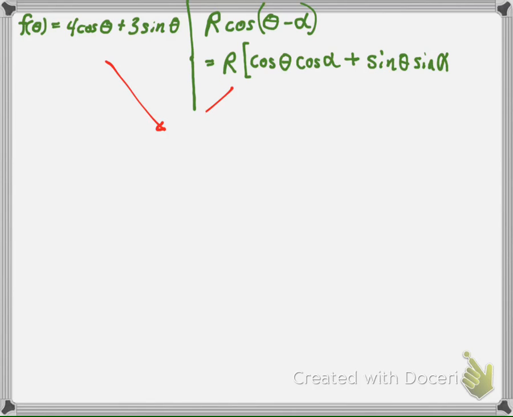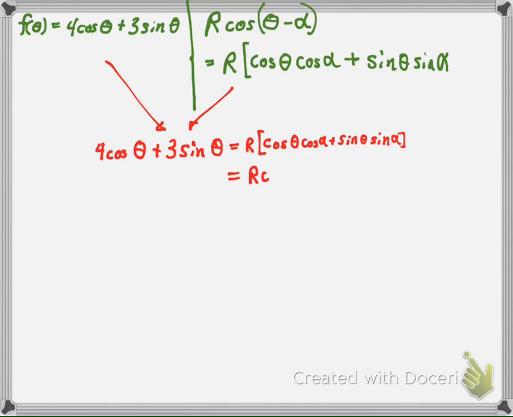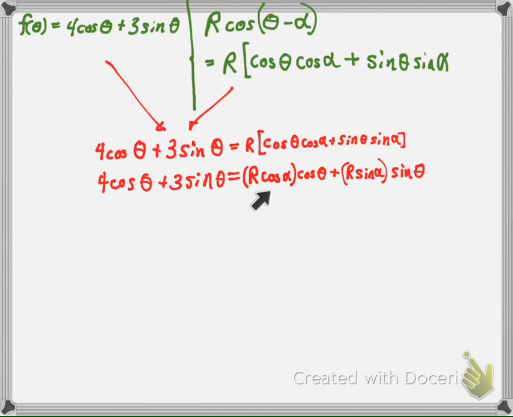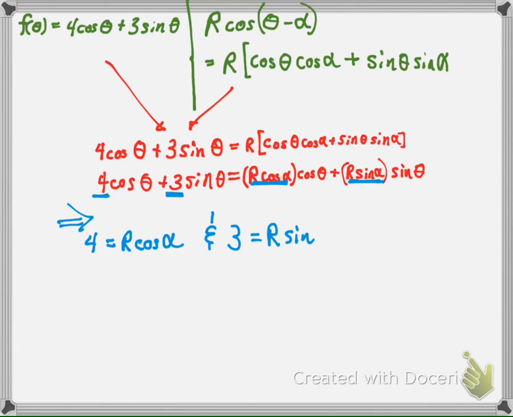Well, if they are equal to each other, then 4 cosine theta plus 3 sine theta should be equal to r cosine theta cosine alpha plus r sine theta sine alpha. And what I've done here is drawn out the fixed constant and the variable part, and another fixed constant and the variable part. In order for these two to be equal, the 4 must be equal to r cosine alpha, and the 3 must be equal to r sine alpha.